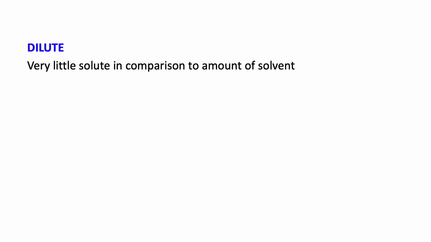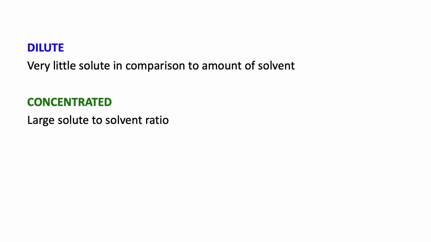So before we get too mathematical, I will say there are a couple of terms that we use a lot. One is dilute, which means compared to how much solvent you have, relatively little solute. And then we have concentrated, which means you have a large solute to solvent ratio, however you measure that ratio.